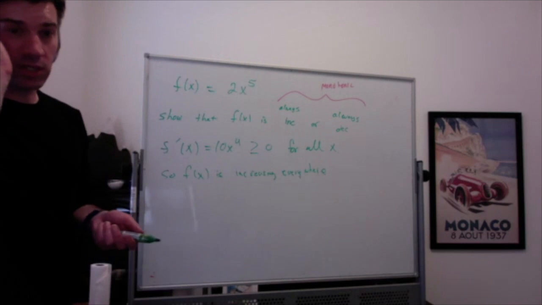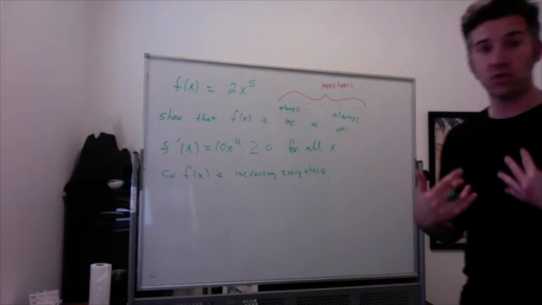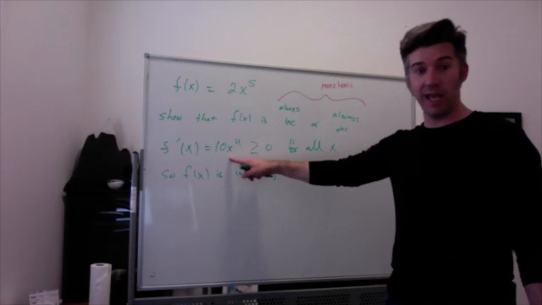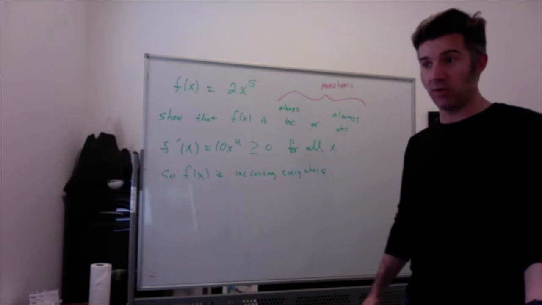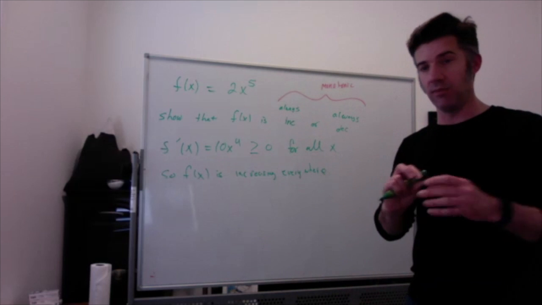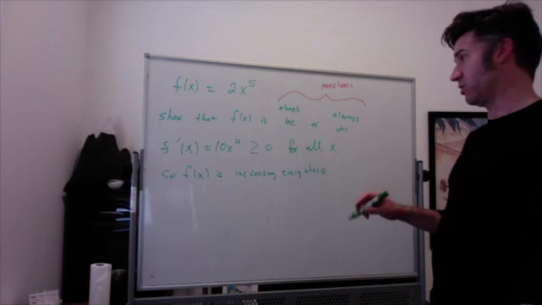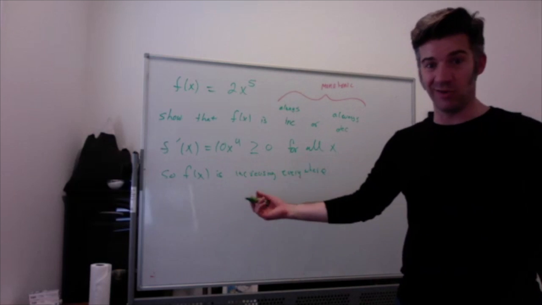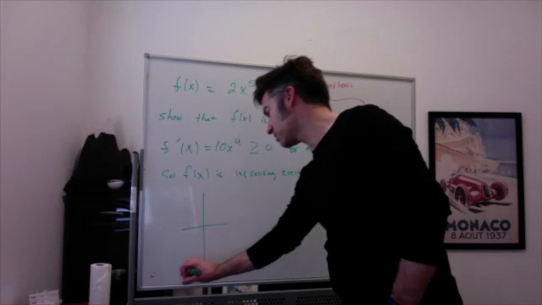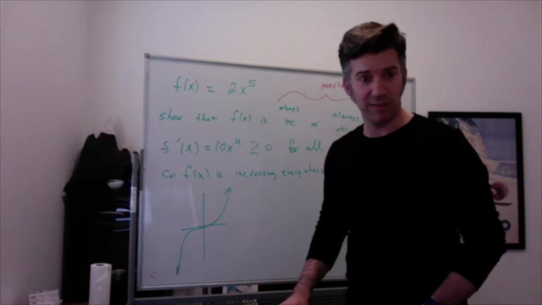And in case you're curious, I should point out that yes, it is true that a function whose derivative is non-negative is always increasing as long as it's only 0 in a finite number of isolated points. Right? So it's okay that the derivative is 0 at 0 here. This function 2x to the 5th kind of looks like this.